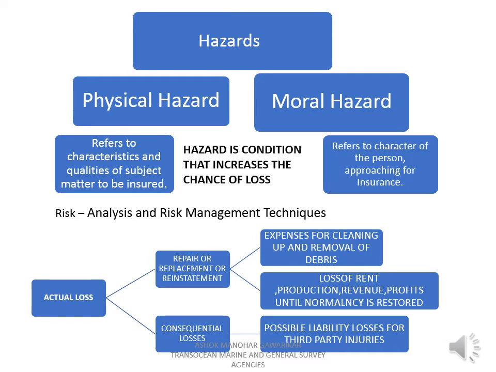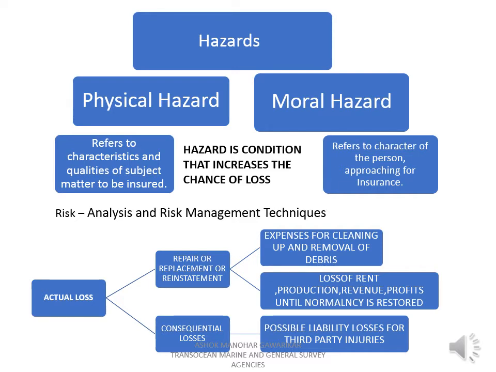So these are the things we should know about the various classifications of risk. Now basically we must try to find out what hazards we are exposed to. What is a hazard? A hazard is a condition that increases the chances of loss. It is something that accelerates the peril. There are physical hazards and there are moral hazards.